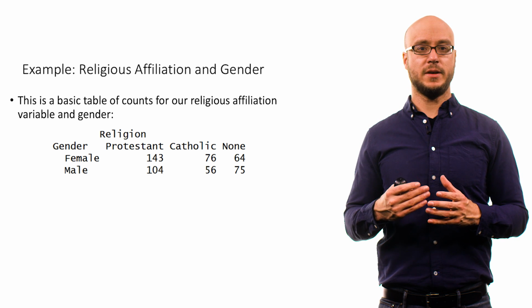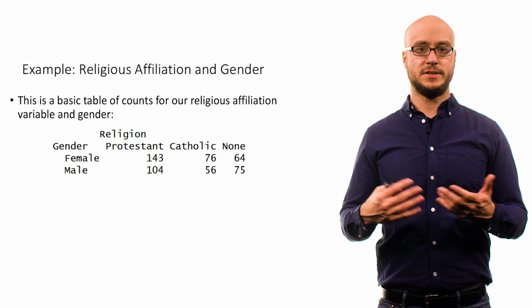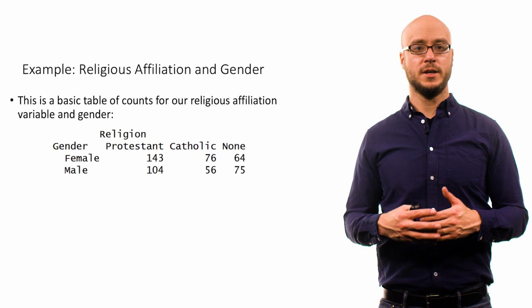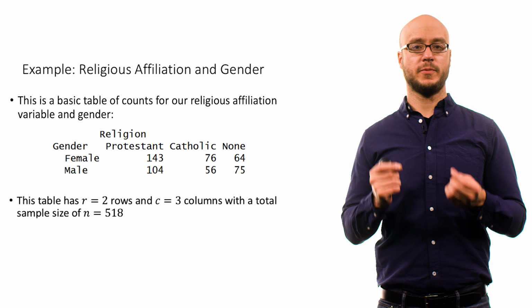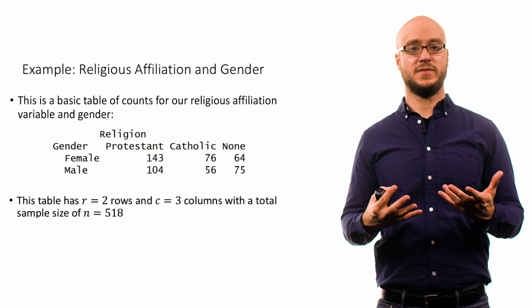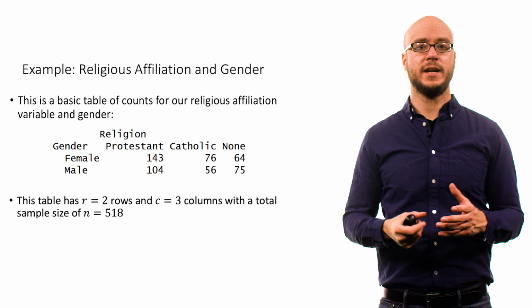You can see that we have 143 people who are women and Protestant, 75 people who are male and don't have a religious affiliation. This contingency table has 2 rows and 3 columns. So R is 2, C is 3, and the total sample size is 518. If you add up all of those 6 counts, you'll get 518.